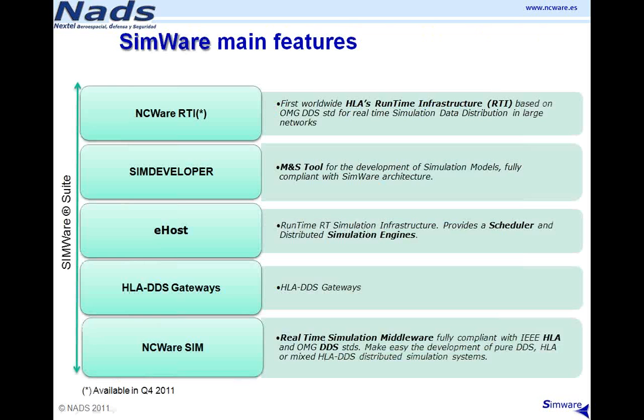But who is who in SimWare? SimWare is a family of products. SimWare RTI. SimWare RTI is the first HLA runtime infrastructure designed for real-time performance in large federations. That is, it offers all the functionality of HLA with the performance, power, and reliability of DDS.